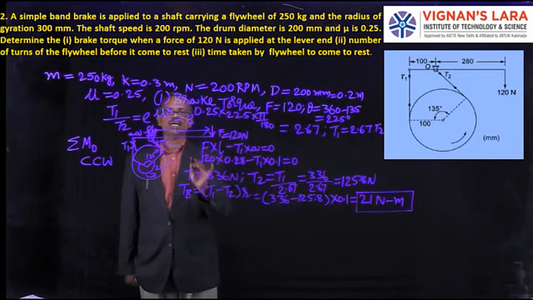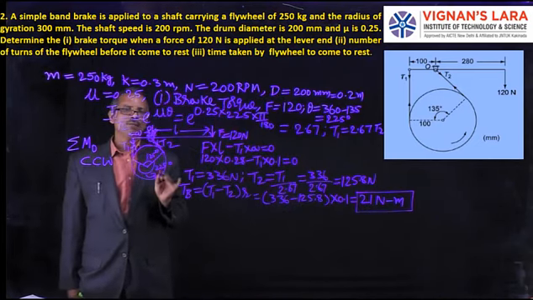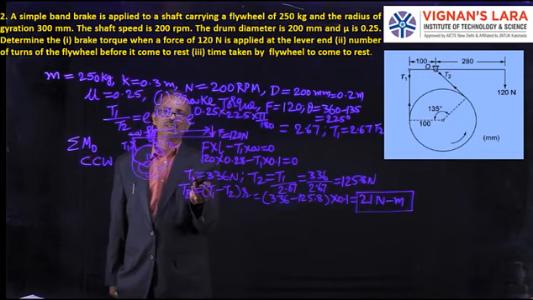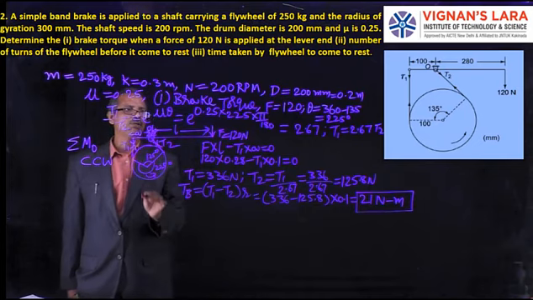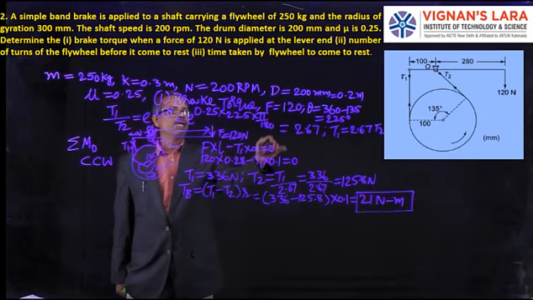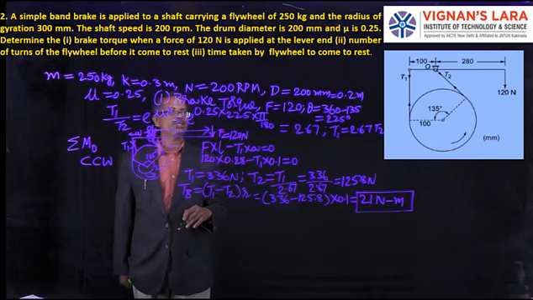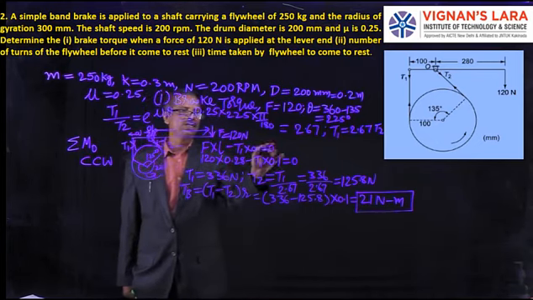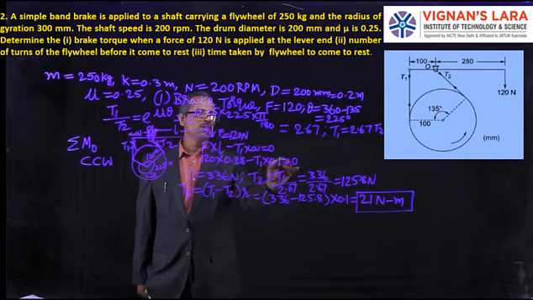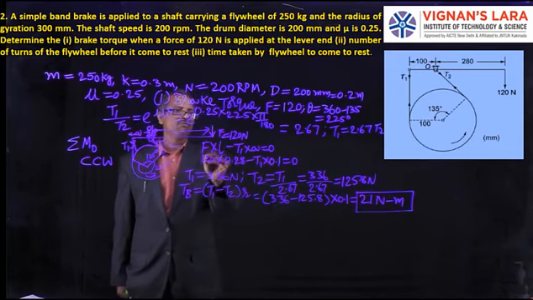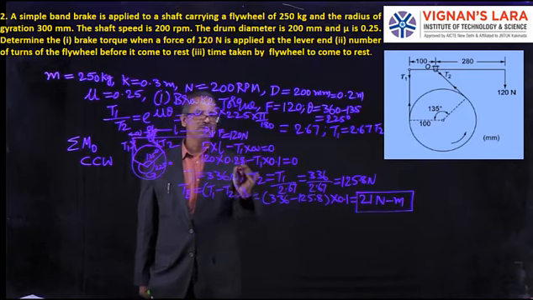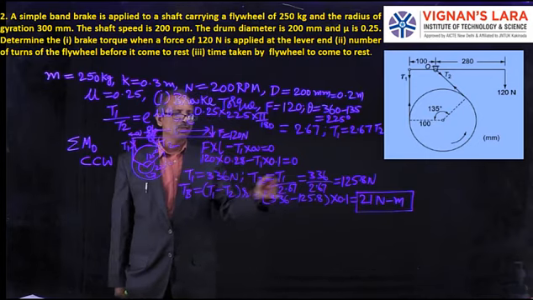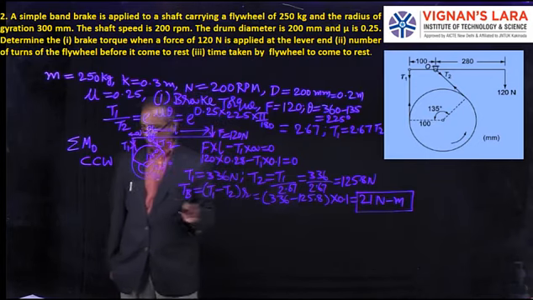So what we did here, it is a simple band brake. I have taken B as 0, A is this, and I have taken counterclockwise rotation, and I applied the simple fundamental equation T1 by T2 is e power mu theta. Then I have taken moments at O, then F into L is T1 into A. Then I got the T1 value because I know F and L. Once I get T1, by the relation of T1 and T2, I get T2. Then the braking torque is (T1 minus T2) into R. This is the first part.